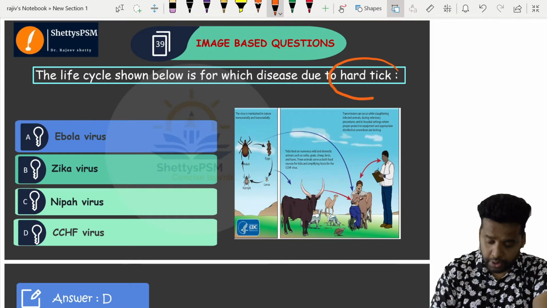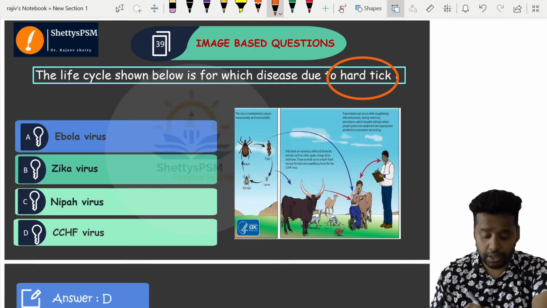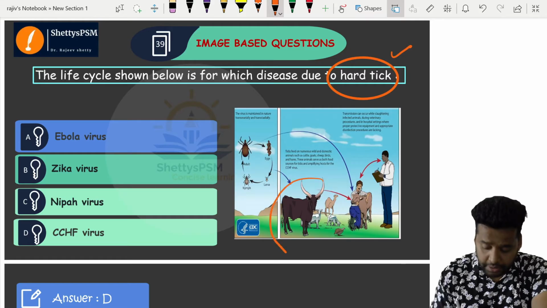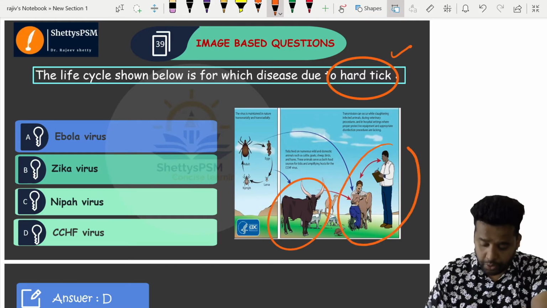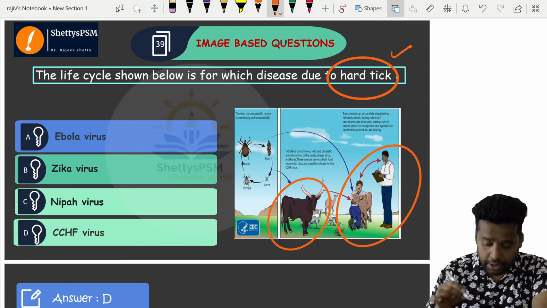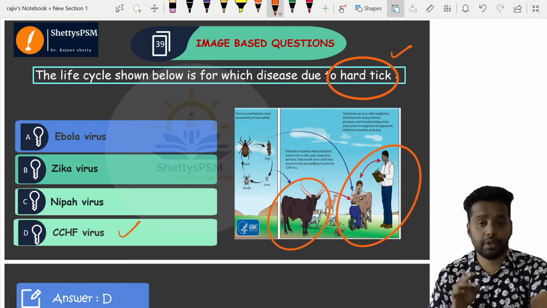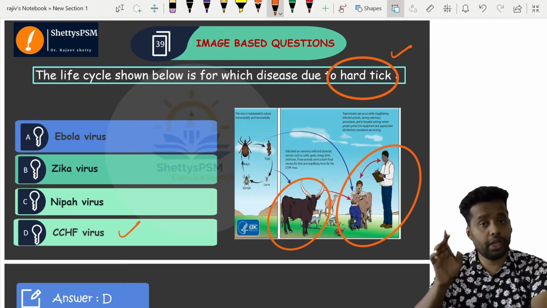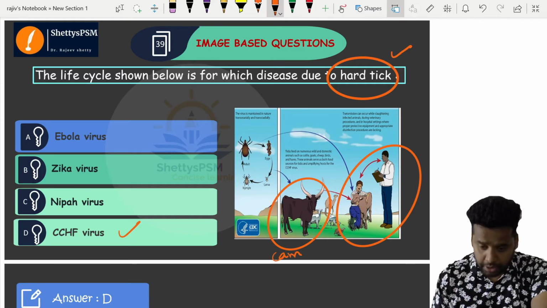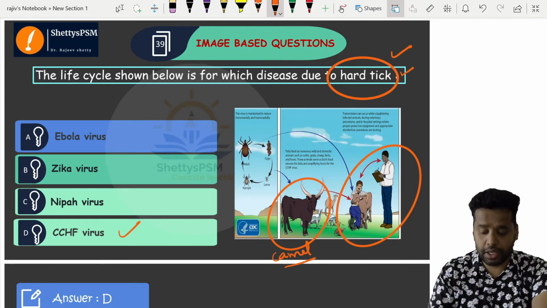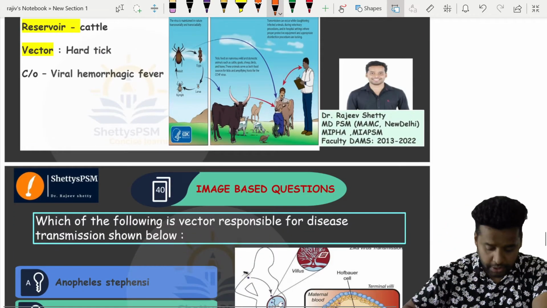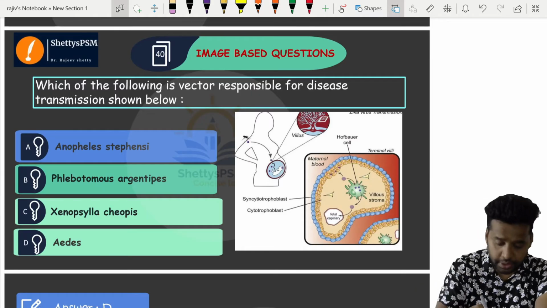Which of the following is the cycle? They are showing a cycle where a tick is also involved. Cattle is the reservoir, and those involved with cattle will have fever, rash, joint pain, where the vector is a tick. Answer is going in favor of CCHF, Crimean-Congo hemorrhagic fever. What is the reservoir? Cattle, even camels can be the reservoir. But what is the vector? Tick. How do they present? Viral hemorrhagic fever. CCHF is very important.